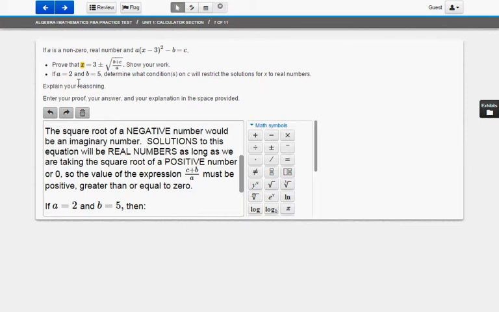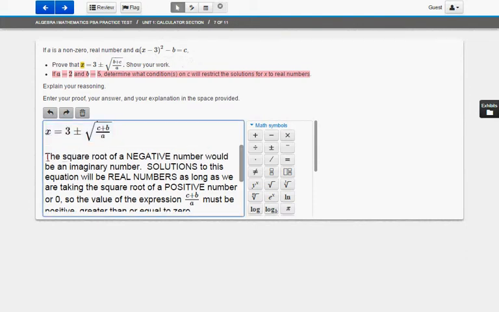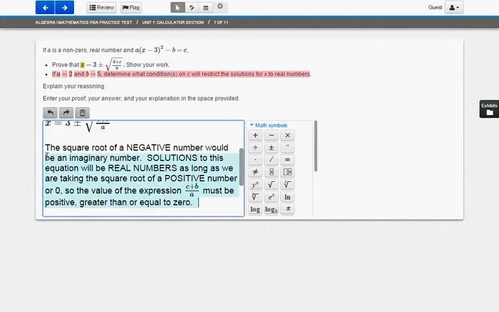The next thing says if A is equal to 2 and B is equal to 5, determine what condition or conditions on C will restrict the solutions for x to real numbers. Well, just as a basic introduction, I would say this first sentence here: the square root of a negative number would be an imaginary number. Let me give a quick explanation there.